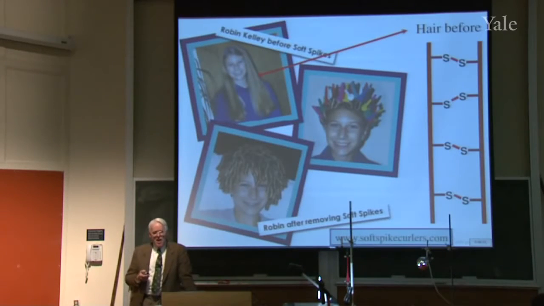So here, hair has sulfide groups coming out, and they link to other chains. So it's cross-linked, it's vulcanized to begin with. Okay, that holds the chains next to one another in shape, right?